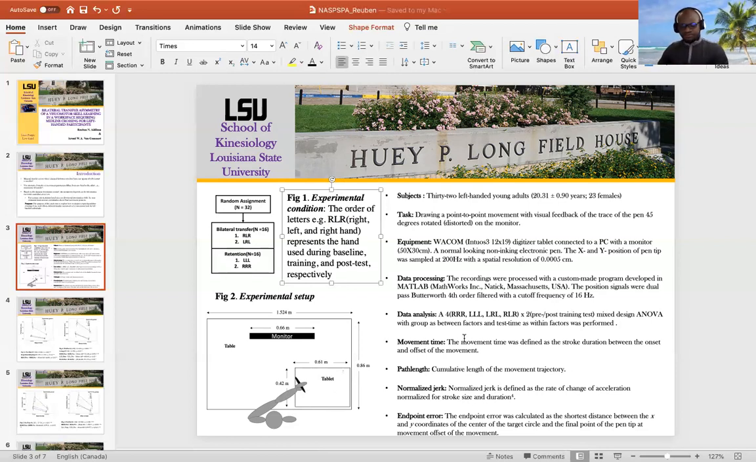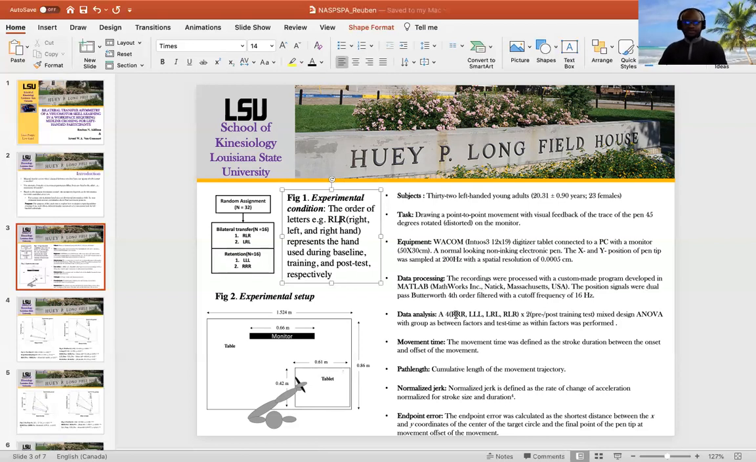Now, we decided to use the 5% peak velocity criterion of the velocity profile to determine our movement segments from the recording. And we processed our recordings with a custom-made program in MATLAB. The position signals were dual-pass filtered with a cutoff frequency of 16 Hertz.